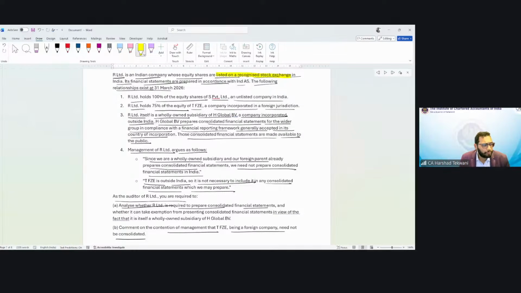Once R Limited is required to prepare the CFS, whether it is a foreign company or otherwise, it has to prepare as per Indian GAAP. If they are preparing under foreign GAAP, then it has to be converted, with harmonization of accounting policies and everything to be done. It is not exempted. Okay.